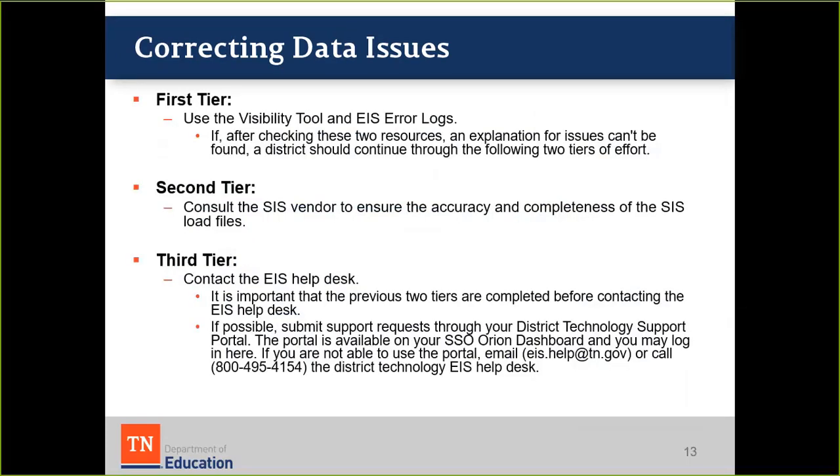If you have a data issue, the first tier you're going to use to deal with it is to use the visibility tool and EIS error logs to check why there is a problem, why something isn't showing up in EIS. After you've checked those 2 resources and you can't find an explanation, then you can go to the next step. The second step is to work with your SIS vendor to make sure that you have an accurate and complete SIS load file. And the final step in this process, the third tier, is to contact Melissa and the other folks at the EIS Help Desk.